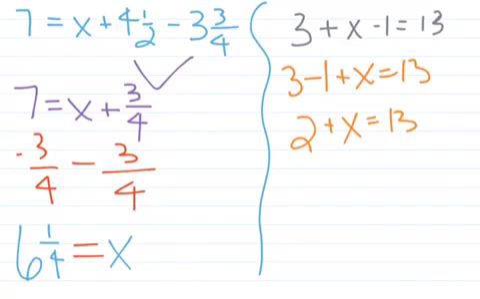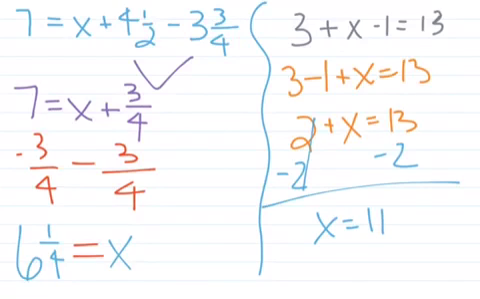So remember, you can't identify what type of equation it is until you've combined all like terms on the left side and all like terms on the right side. Then you can identify what type of equation it is. All right, so we're going to subtract 2 on both sides. Cancels those out and get X equals 11. Okay.